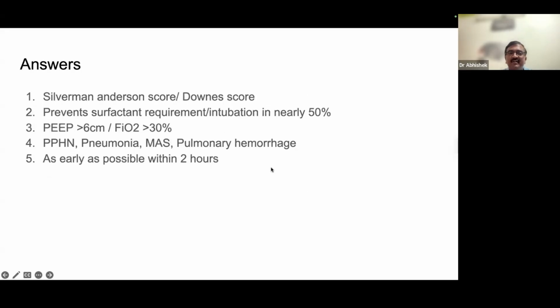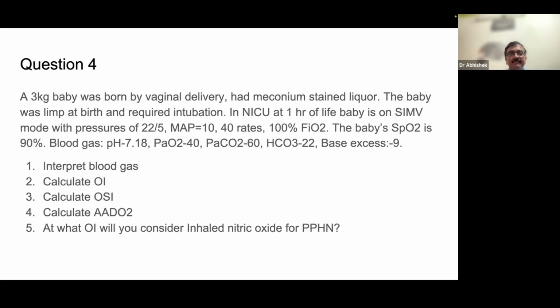Answers for you. You can use either Silverman-Anderson score or Downes score. Using delivery room surfactant, you can prevent surfactant requirement or intubation in nearly 50%. PEEP more than 6, FiO2 more than 30%. We also use surfactant in idiopathic PPH, apart from pneumonia, meconium aspiration, and pulmonary hemorrhage. Early rescue is as early as within 2 hours. Okay, let's move to the next question.